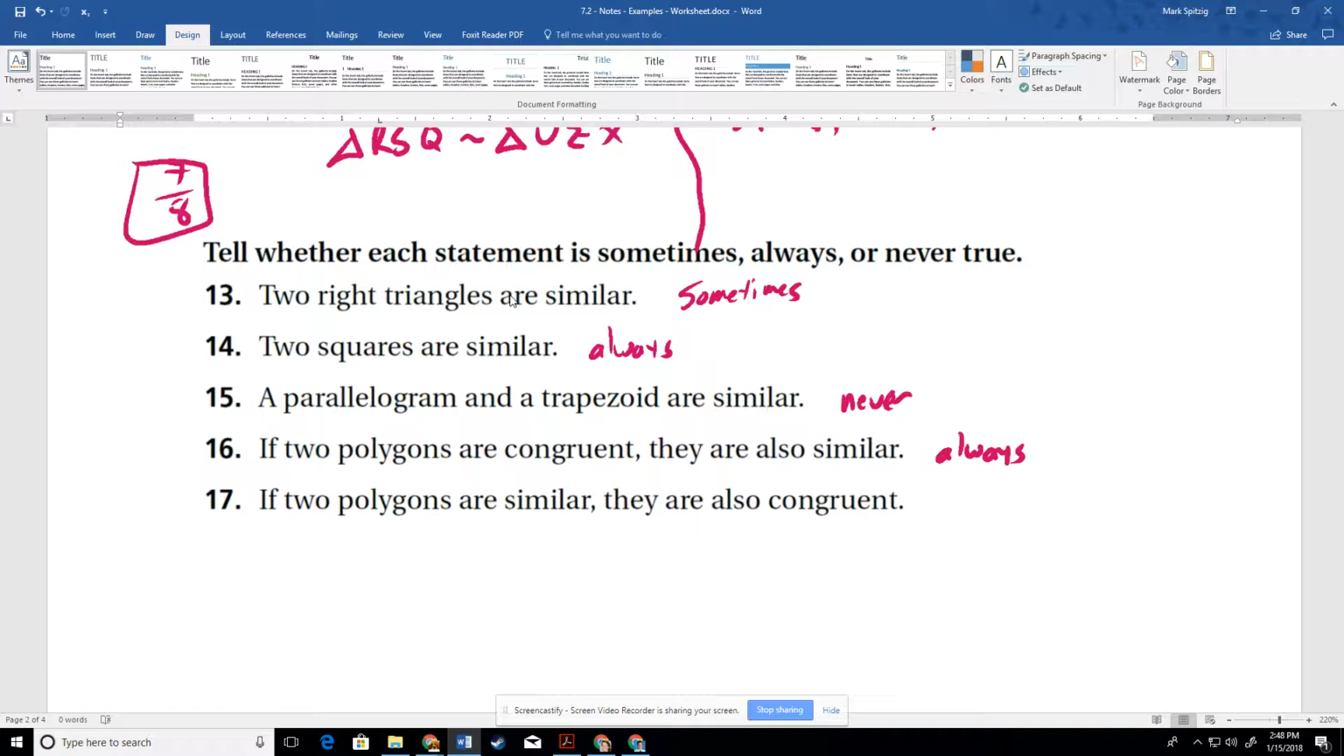If two polygons are similar, then they're also congruent. That would be sometimes. So in other words, it's possible. It's kind of like the reverse of this one. It's possible that because things are similar, they could be congruent, but not necessarily all the time.